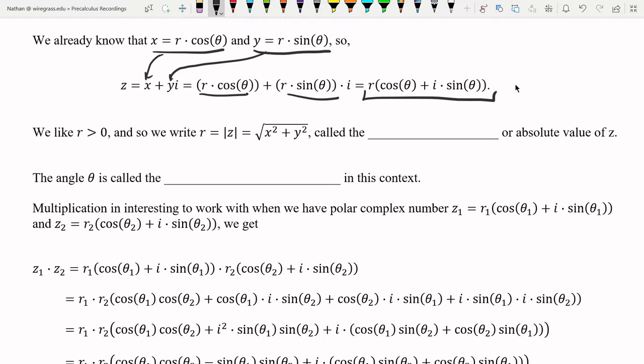And we already know that r is greater than 0. So we write r equal to the absolute value of z, because we always want positive r's, and that will always give us positive r's. This is called the modulus, or the absolute value of z. Now the angle theta, this is called the argument. And the modulus and argument are always used in this context with complex numbers and plotting them on the polar plane.